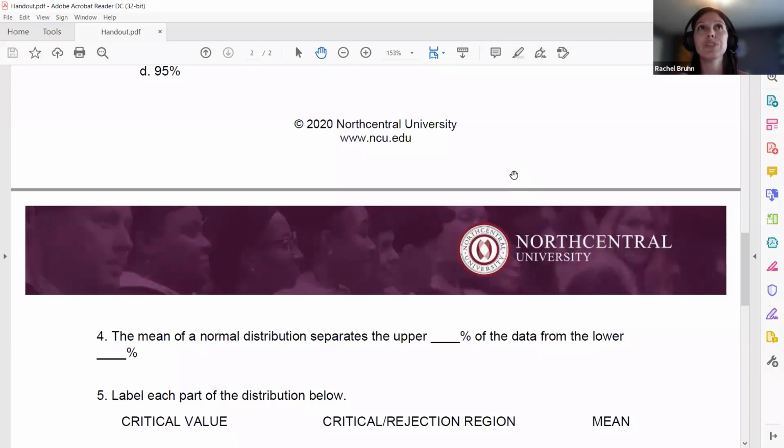But if you set your alpha, for example, to 0.01 or 1%, so you want a 1% chance of finding significant results when you shouldn't. So a very, very small chance. That just makes it harder to obtain significant results.